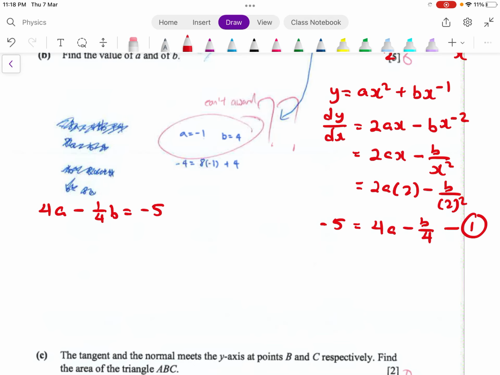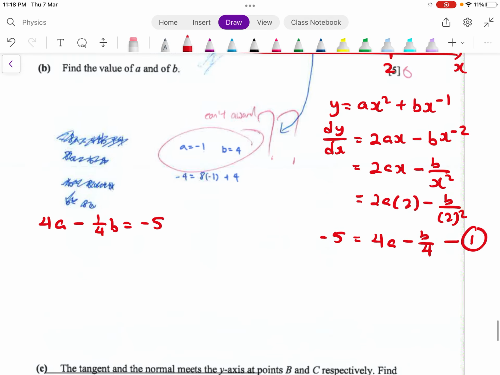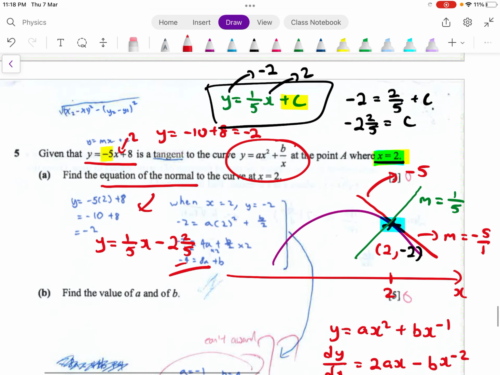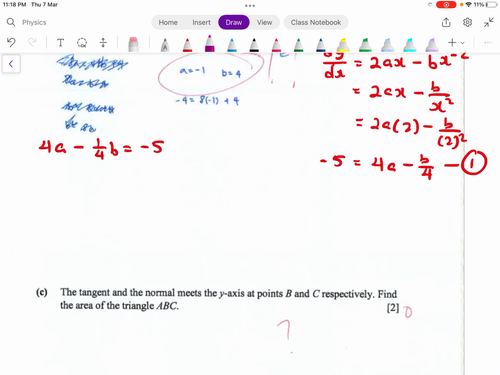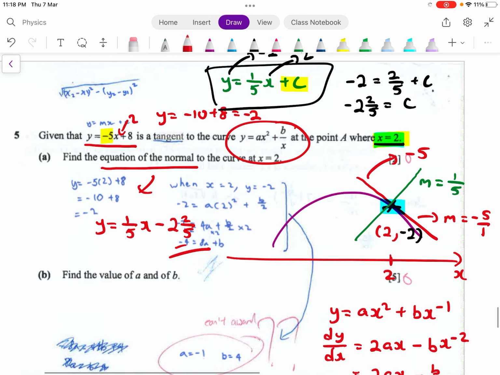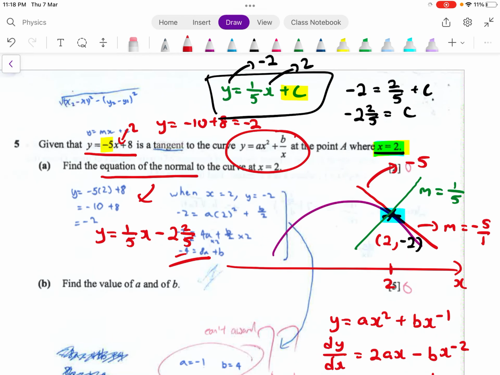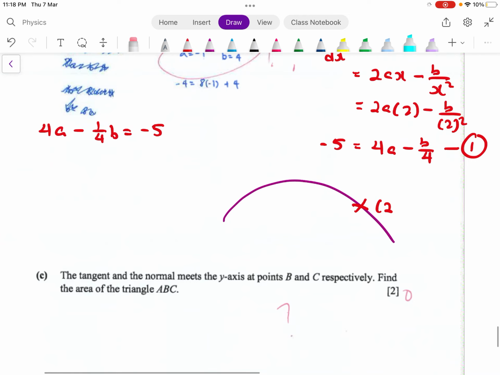How do I actually form the second equation? For the second equation, it's actually quite simple. You simply just need to sub inside. For example, I know that at this particular point, maybe I draw here again, this is the curve. We know that this point has x equal to 2. Just now I found that the y coordinate of this particular point is negative 2. Meaning that this is negative 2.